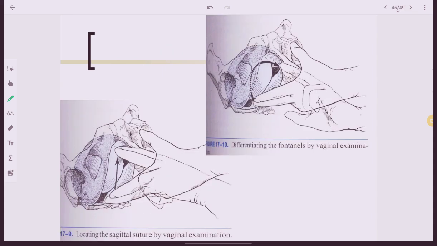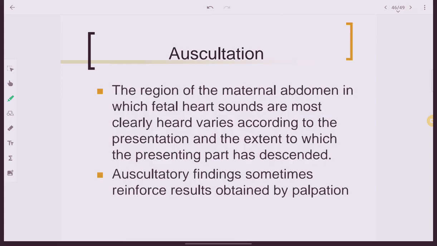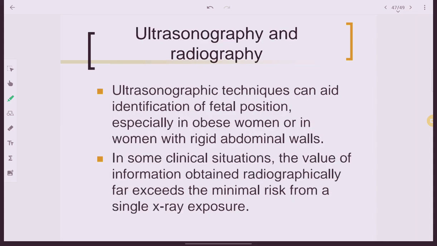So this is the PV, that is vaginal examination, to find what the presenting part and position of the baby is. Auscultation: the region of the maternal abdomen in which the fetal heart sounds are most clearly heard varies according to the presentation and the extent to which the presenting part has descended. So this way we can determine what the presenting part and position are.